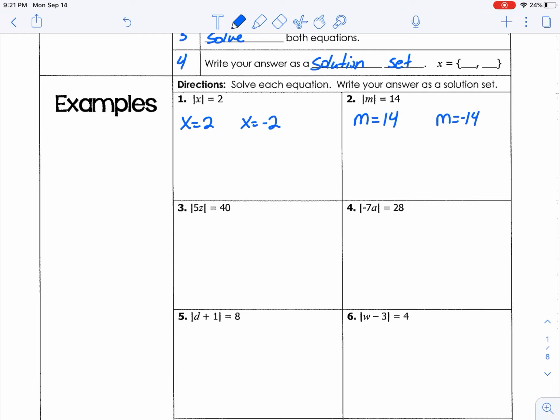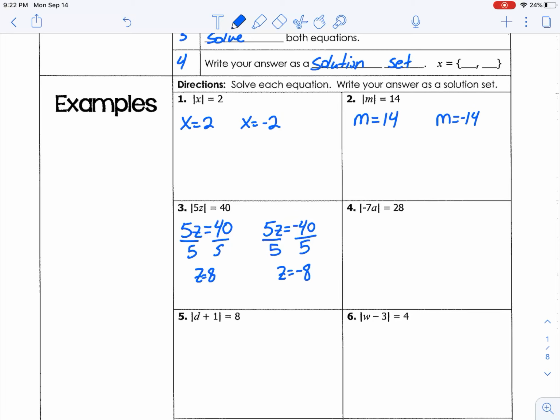Moving on. Now in 3, we start to get to some operations. My absolute value is isolated, so we have 5z. It could be 40, but I also know that -40 is 40 units away, so we set that equal to -40 as well. When I divide by 5, z is equal to 8. And over here, when I divide by 5, z is equal to -8.